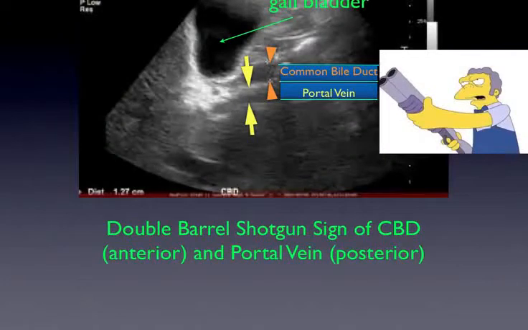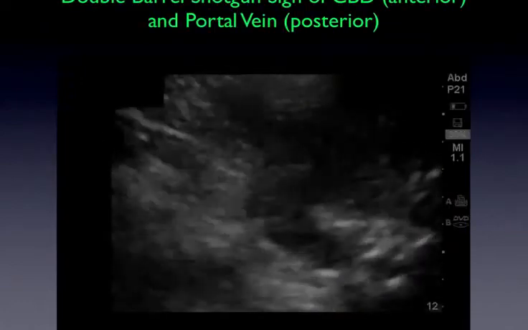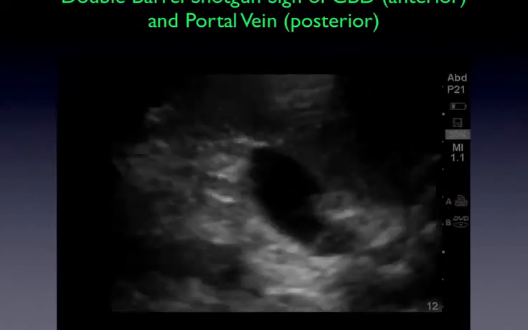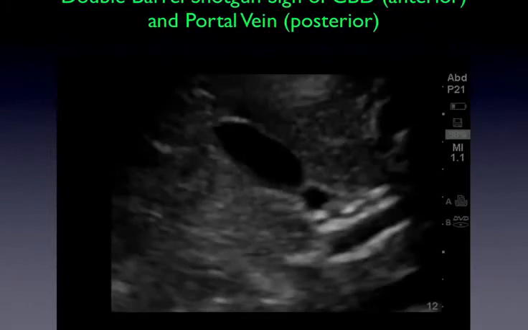One important thing to look for is what's called the double barrel shotgun sign. And that's the common bile duct anteriorly, the portal vein posteriorly, and it looks like a shotgun. 2 barrels, one on top of the other, and they both lead towards the gallbladder. So in this image, you can see the gallbladder is labeled, and the common bile duct is the space between the 2 orange arrowheads, and the portal vein, the space between the 2 truncated yellow arrows.